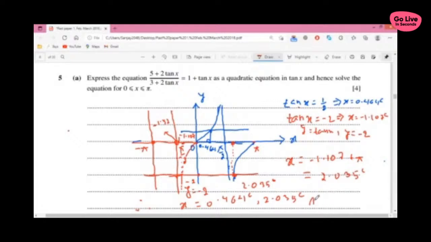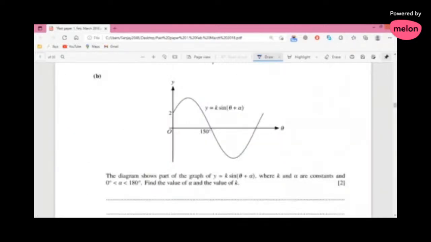Now in the same question, part B, you can see that this is a given curve, and let's see what the question says. It says that the diagram shows part of the graph of y equals k sine of theta plus alpha, where k and alpha are constants, and alpha is between 0 degrees and 180 degrees. Find the value of alpha and the value of k. In that case, you have to analyze this graph. Along the x-axis theta has been plotted, and along the y-axis y equals k sine of theta plus alpha is plotted, and by this condition you have to find the value of alpha as well as the value of k.